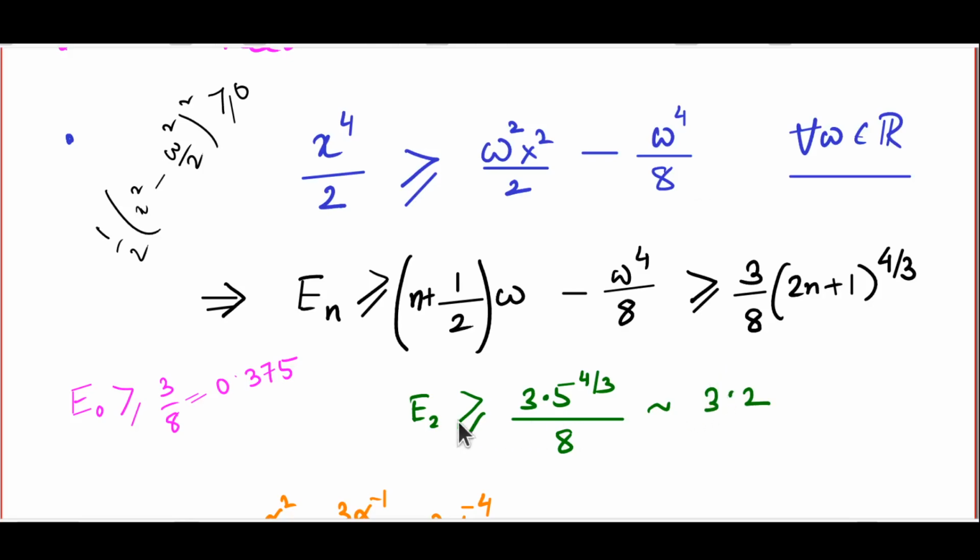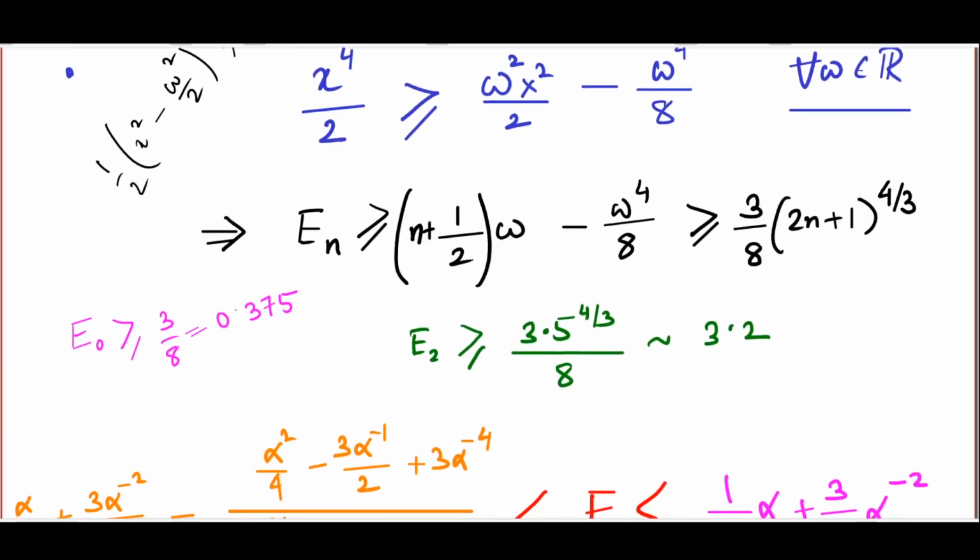So let us now take this value of E2. Of course, this is not the value of E2. E2 is always greater than or equal to 3.2. So let us take that and plug it into Temple's inequality, and we will end up with this bound for E0.